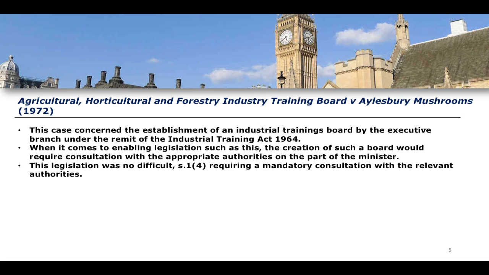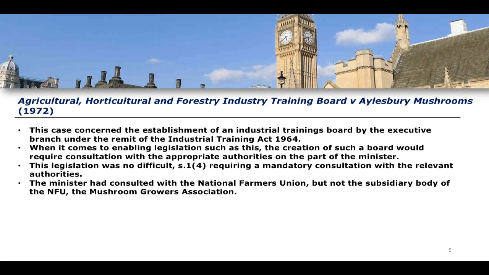In Section 1, Subsection 4, there was the requirement under the Industrial Training Act for the mandatory consultation with the relevant authorities. This is representative of the procedural element of the legislation that we're referring to, such that if you do not act within this procedural element, you could be brought up on charges of procedural impropriety, essentially. The minister had therefore consulted with the National Farmers Union, but not the subsidiary of the NFU, the Mushroom Growers Association.